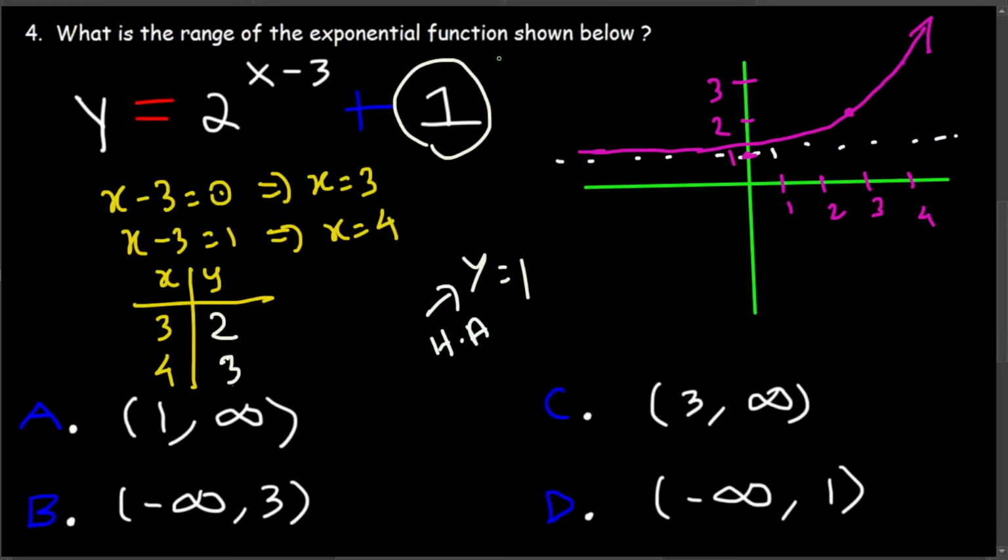Now the question here is what is the range? Range is the possible y values. Range is basically the lowest y value it can have. Here the lowest value it can have is 1, but 1 is not included, so we put a round bracket. And it goes to positive infinity in the y value as well. Now let's look at the given answers. The first one is 1 to positive infinity. The first one seems to be right, but let's check the others. 3 to positive infinity is wrong. Negative infinity to 3 is wrong. Negative infinity to 1 is wrong. So the answer is A.